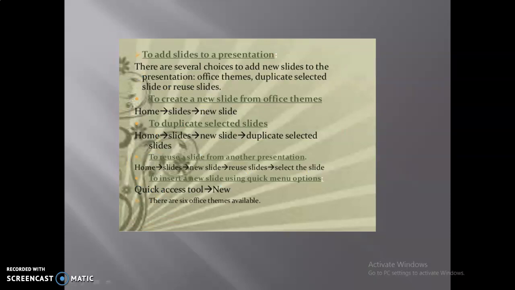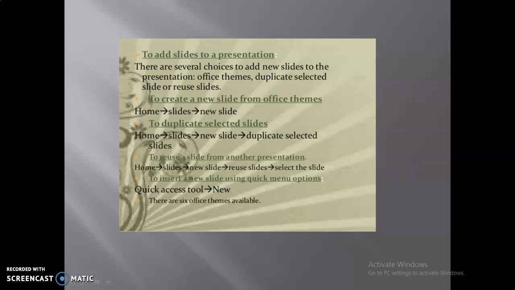To add slides to a presentation, there are several choices: office themes, duplicate selected slide, or reuse slides. To create a new slide from office themes, first of all we go to Home, then Slide, and then New Slide. To duplicate a selected slide, we go to Home, Slide, New Slide, and Duplicate Selected Slide. Home, Slide, New Slide, Reuse Slides, and select the slide.